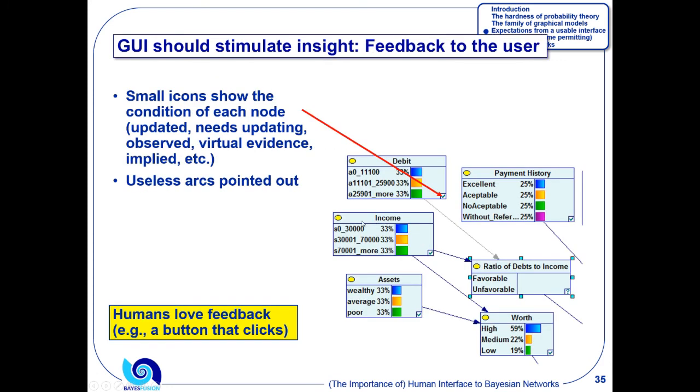People love feedback, and feedback is always good to give. The small icons show the status of a node. We can show that a node is updated, needs updating, it's observed, it has virtual evidence, it's implied, etc. We also point out useless arcs. Useless arcs are arcs that are not necessary because they do not make any difference in the conditional probability distribution. So in order to show a useless arc, you need to look at the conditional probability table. But you can read it out of there.